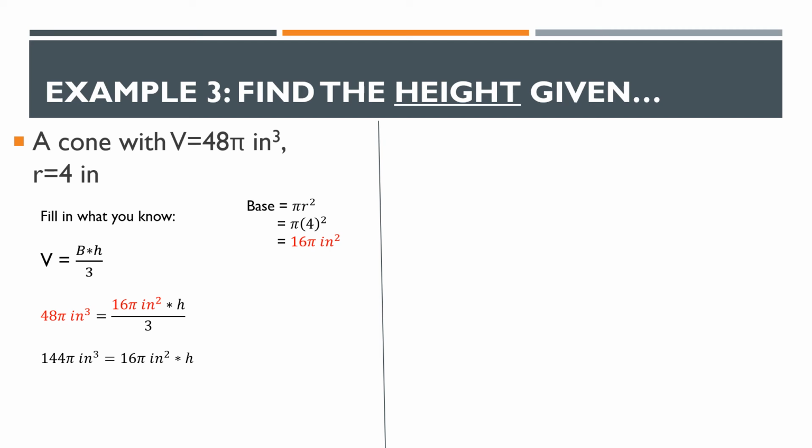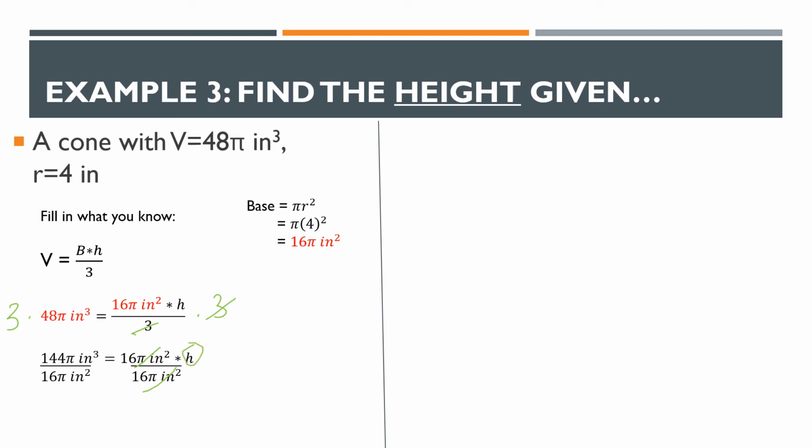So what I did here, kind of the invisible step that I didn't show, was that I multiplied both sides by 3, and that gets rid of the divided by 3 on this side. That gives me 144 pi on the left side here, and then just 16 pi inches squared times h. So the next thing I need to do is divide both sides by 16 pi inches squared. That way it cancels out on this side, leaves me with just h, which is the goal.